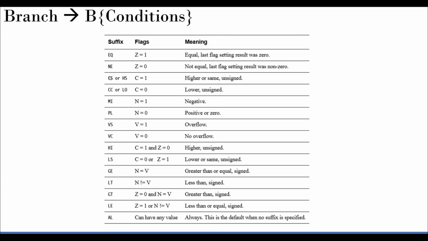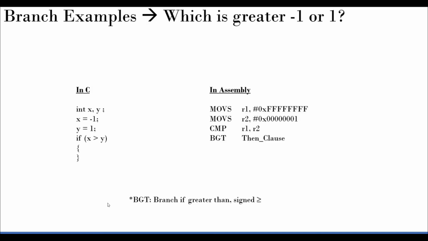You have equal, not equal, higher than or same, lower than, negative, so many options. So you will have to use branch less than, branch greater than, branch less than or equal to, all these are there. So let's take some example.